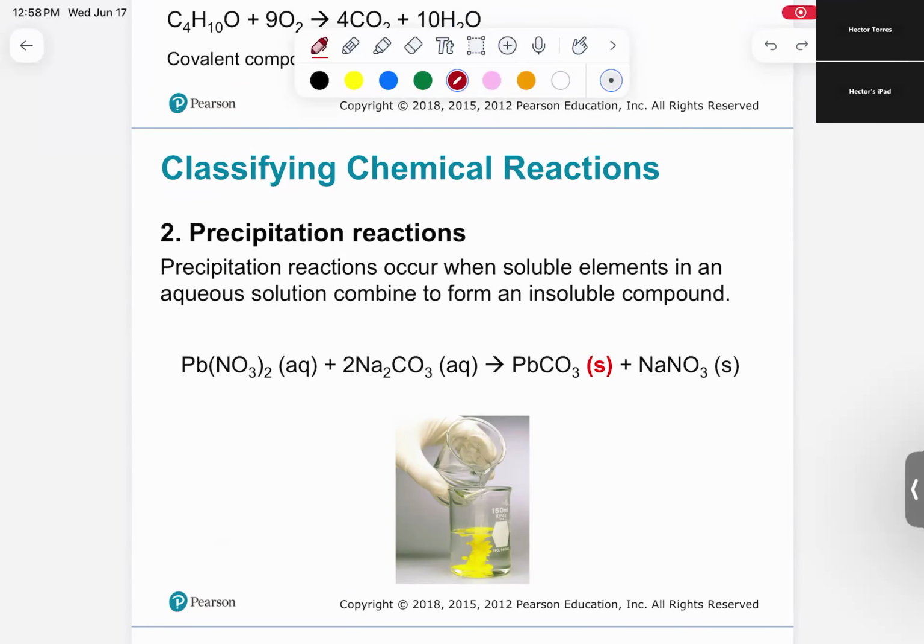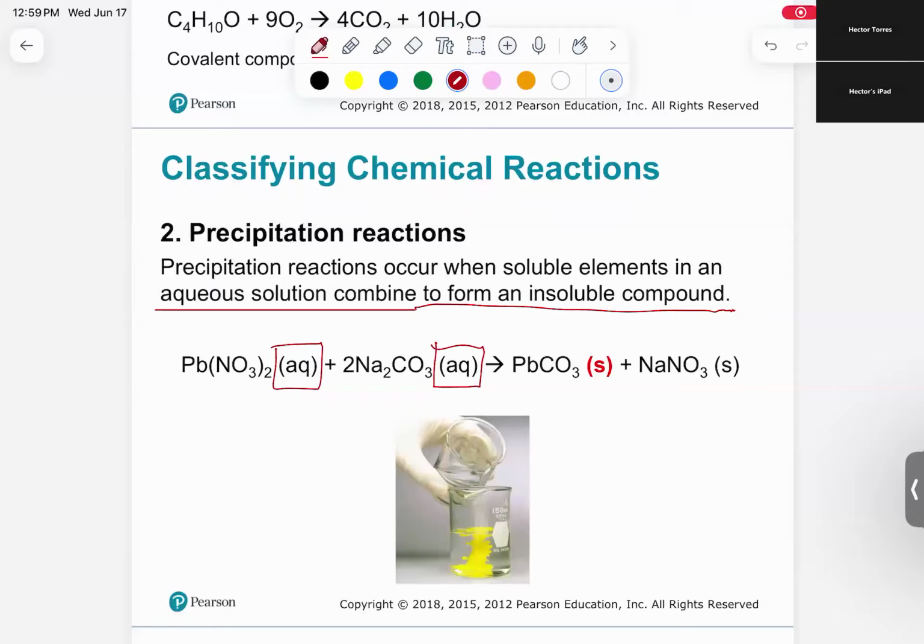So for this one, we're looking at solubility. We're looking to see if something dissolves or if it becomes a solid. What we're really looking for is aqueous solutions combining to form an insoluble compound. Okay, that's going to be the main point. So right here, we can see we have aq, we have aq, and what that means is that it's an aqueous solution, so it's something dissolved in water.